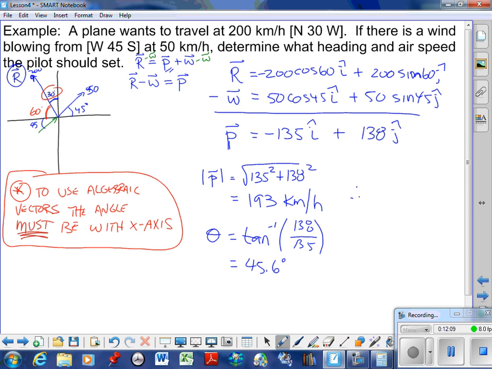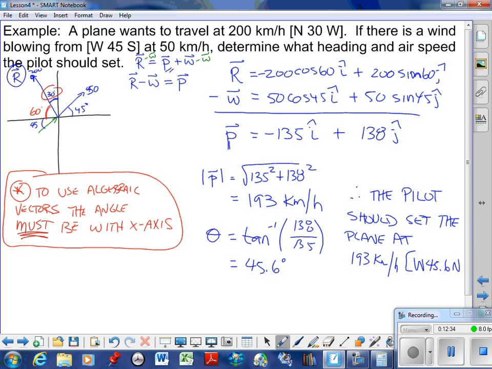So therefore, the pilot should set the plane at 193 kilometers an hour, and it should be heading west 45.6 degrees north. So there we go. We now know the plane's direction and ground velocity, or throttle velocity.